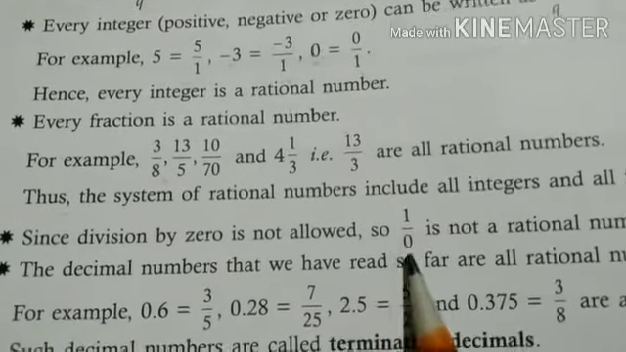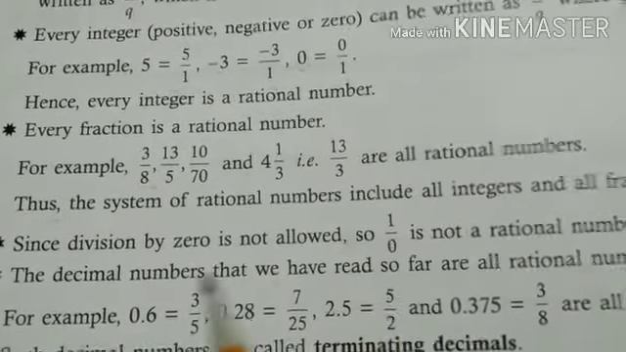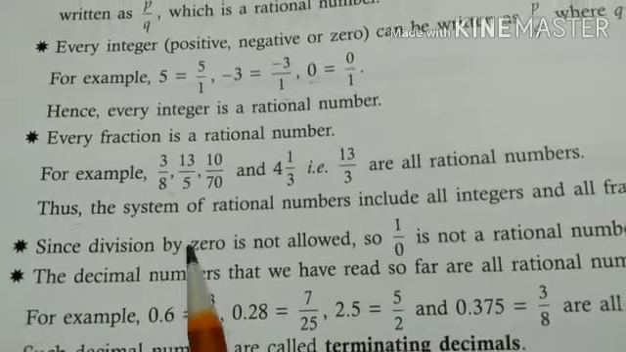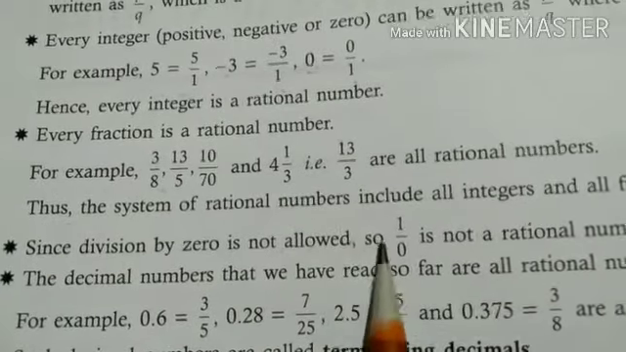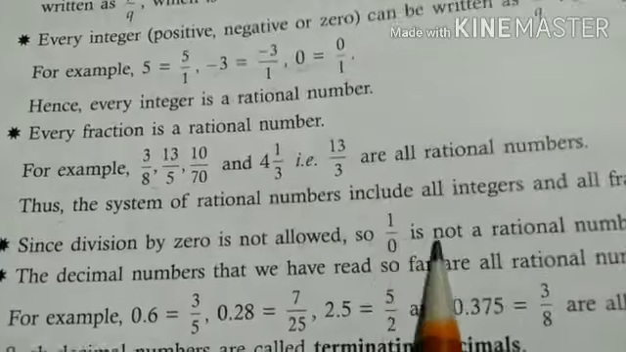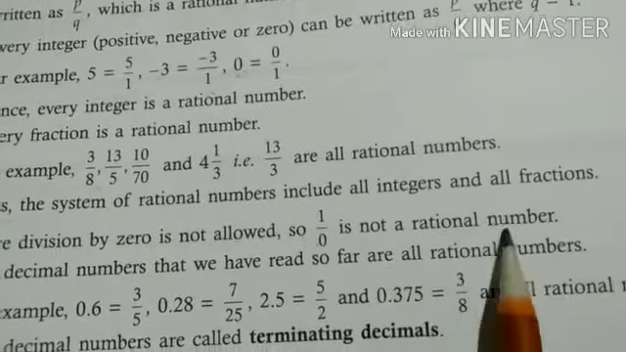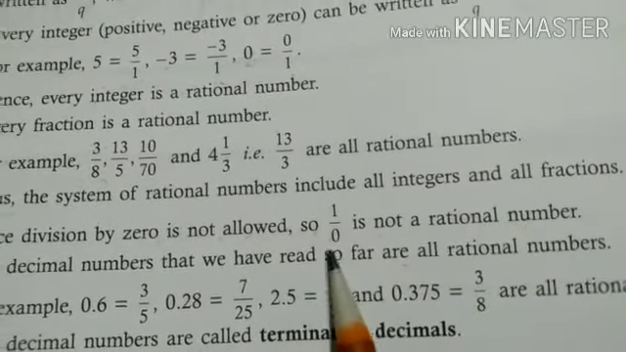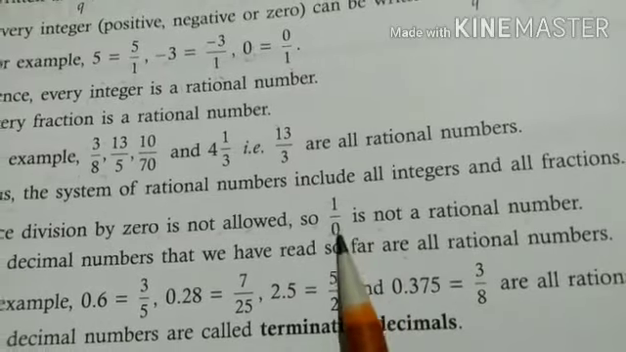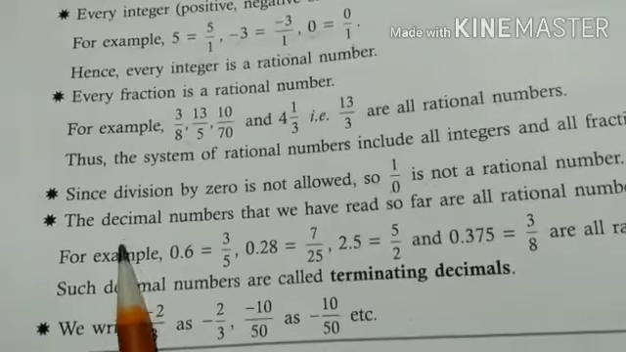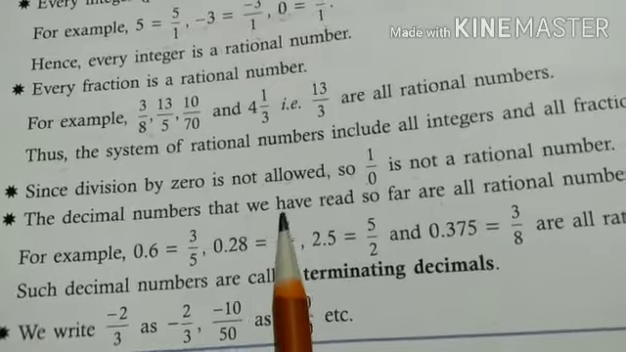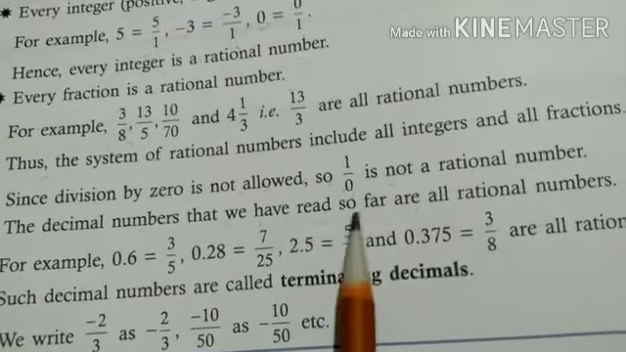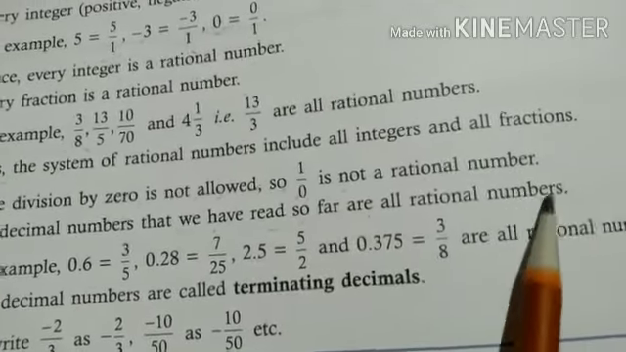Now if the denominator is 0, since division by 0 is not allowed, 1 by 0 is not a rational number. It means you have to check that if it is in the form of p by q, q should not equal 0. The decimal numbers that we have read so far are rational numbers.